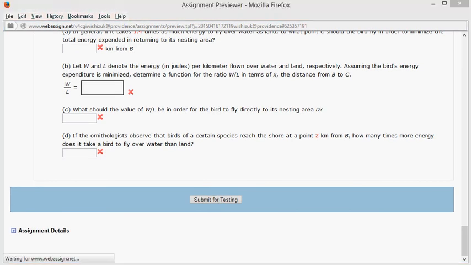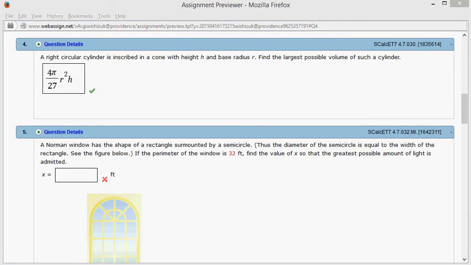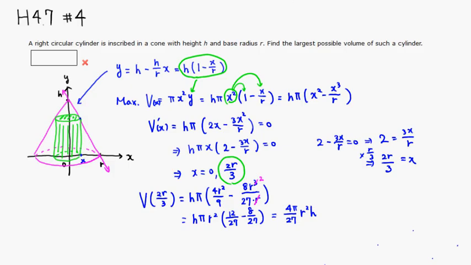Submit for testing. Alright, I came back and it looks like we got this one correct. Alright, that's it. I hope that this was clear.